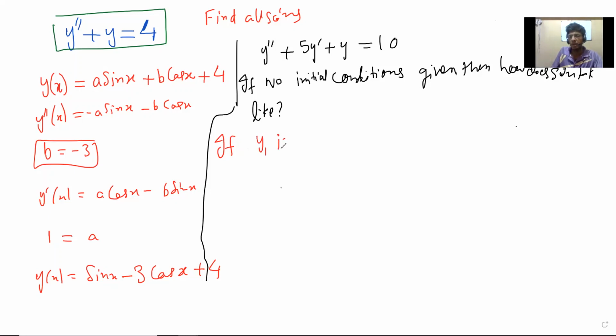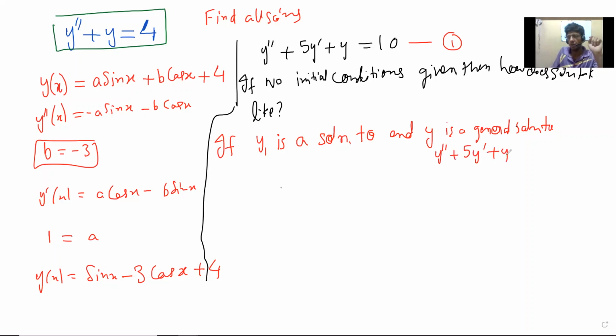If y1 is a solution to 1, and y is a general solution to the homogenized one, a general solution to this. This is very similar to how we solve equations. Then y1 plus y is a general solution for 1. I just mean that it represents all solutions.